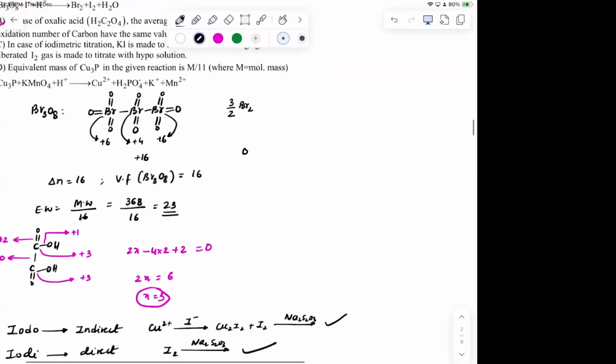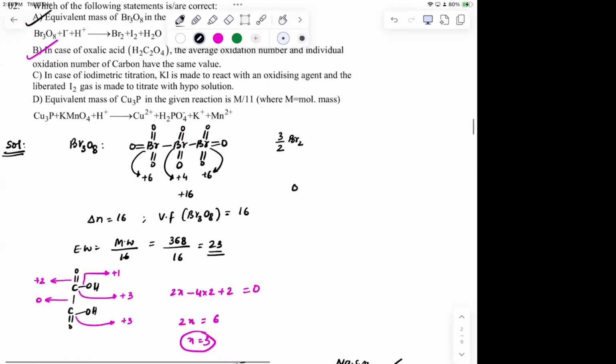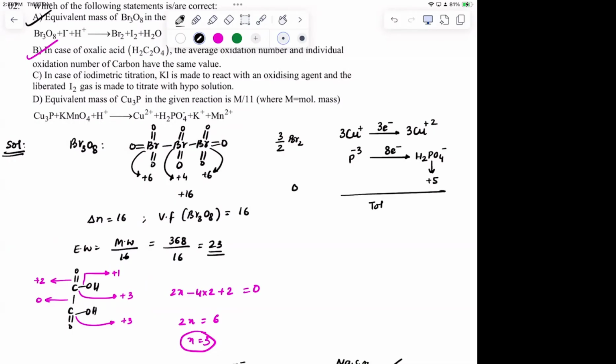Check. Right. Notice this. Suppose you have 3 moles of copper plus converting into 3 moles of copper 2 plus. So plus 3 changing to plus 6, so 3 electrons are transferred here. And there is one phosphorus which is minus 3 changing to H2PO4 minus. Here the oxidation state is plus 5. So from minus 3 to plus 5, the number of electrons transferred is 8. So total electrons transferred, because all of them are oxidation electrons, is 11.